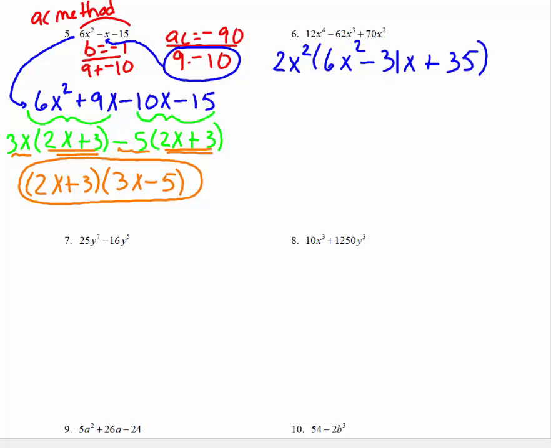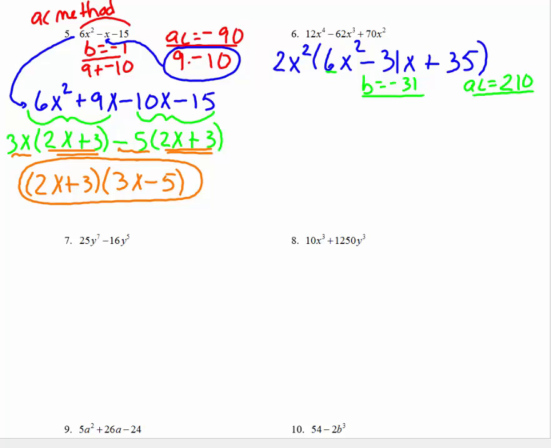So there's going to be a GCF, and now when we look inside parentheses, we see it's the AC method because the number in front of x squared is not 1. So I'm going to let you continue on with the AC method, but I'll start you off. 6 times 35 is 210. And what do we have to do? We have to find the factors of 210 that add up to a negative 31.